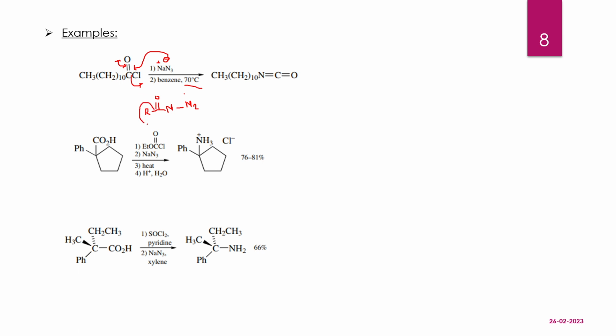this group will shift here, and N2 will get removed, and we will get this type of isocyanate intermediate. I have already taught that this is an intermediate, so we can isolate that. If we are not adding any kind of nucleophilic base or any kind of water, we can isolate it as an isocyanate. That will not convert into any kind of acid or ester. It will remain as an isocyanate. But if in the reaction medium we already add water or alcohol, then we will get the acid or the ester. Otherwise, we can isolate this isocyanate.